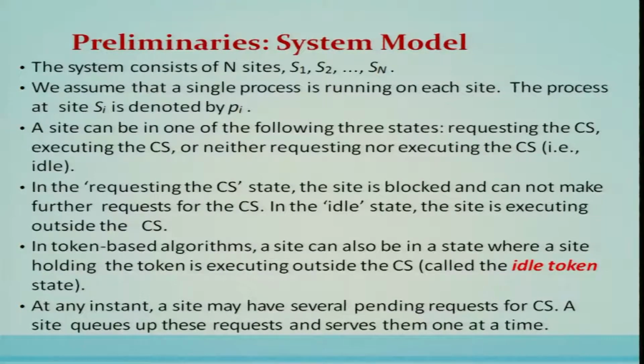In the requesting the critical section state, the site is blocked and cannot make further requests for the critical section. In the idle state, the site is executing outside the critical section. In a token based algorithm, a site can also be in the state where the site holding the token is executing outside the critical section, and this is called an idle token. At any instant, a site may have several pending requests for the critical section. A site queues up these requests and serves them one at a time.